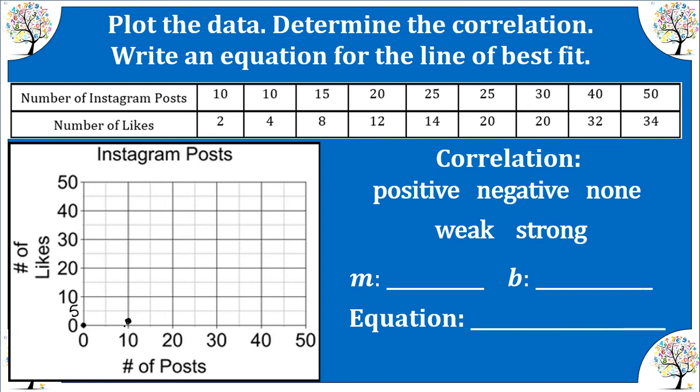Okay, and then at 10, we have somebody that has 4 likes, and then at 15 we have 8 likes, and then at 20 posts we have 12, at 25 we have 14, at 25 we have 20, at 30 we have 20, at 40 we have 32, and at 50 posts, we have 34 likes. You can see this has a positive trend.